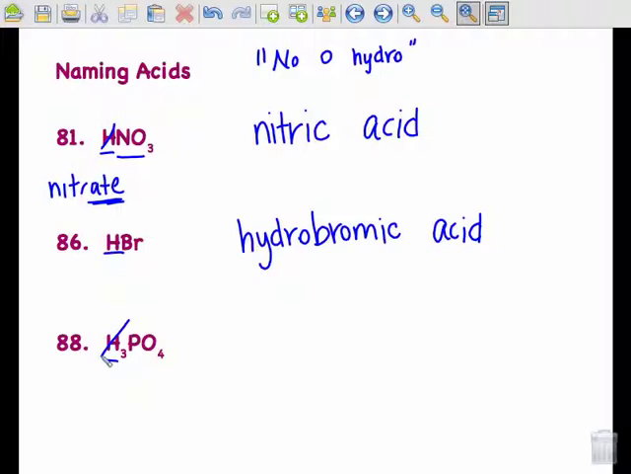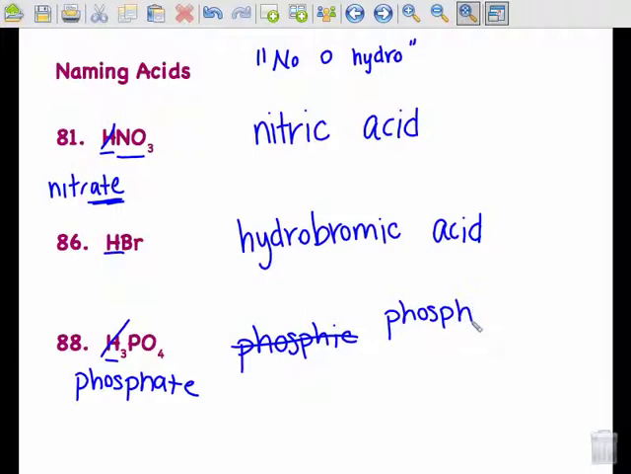Look at 88. Again, it has an O, so we ignore the H. I find PO4, and the name of PO4 is phosphate. Again, ATE endings turn into ic, so this is going to be, now, the way you would really write it probably is like that, phosphic acid, but that sounds a little weird. So some of these you name differently just because they sound better. So the more common name here would be phosphoric acid.